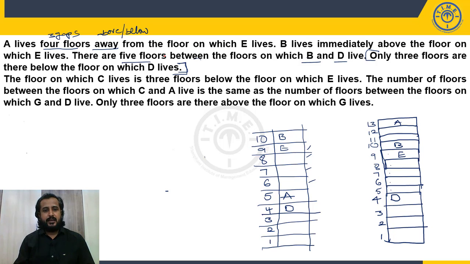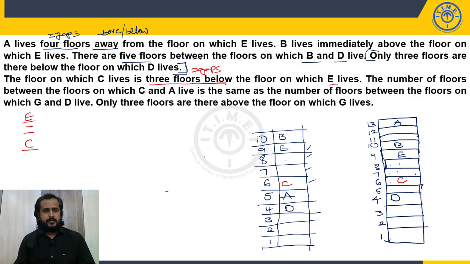The floor on which C lives is 3 floors below the floor on which E lives. 3 floors below means how many gaps will be there? 2 gaps will be there below E. So E, 2 gaps, C will be there below. So this will be my arrangement. C, 2 gaps, E. Right. So E, 1, 2 gaps, C.